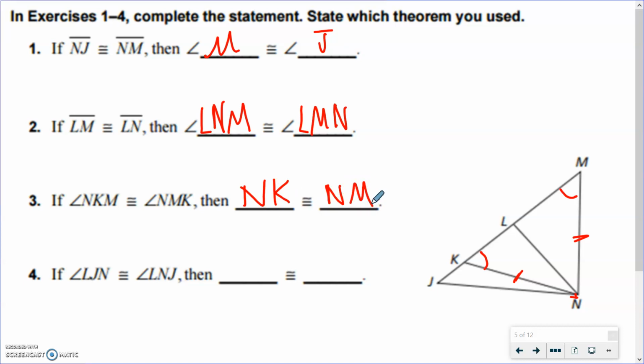Okay, and then if LJN, so this guy right here, this big one, and L and J are congruent, so those two, then LN and LJ are also congruent sides. Okay?